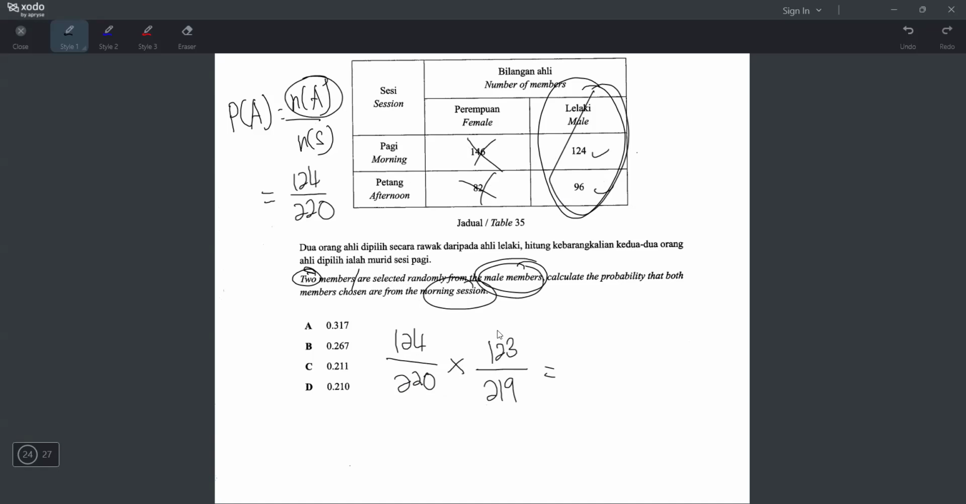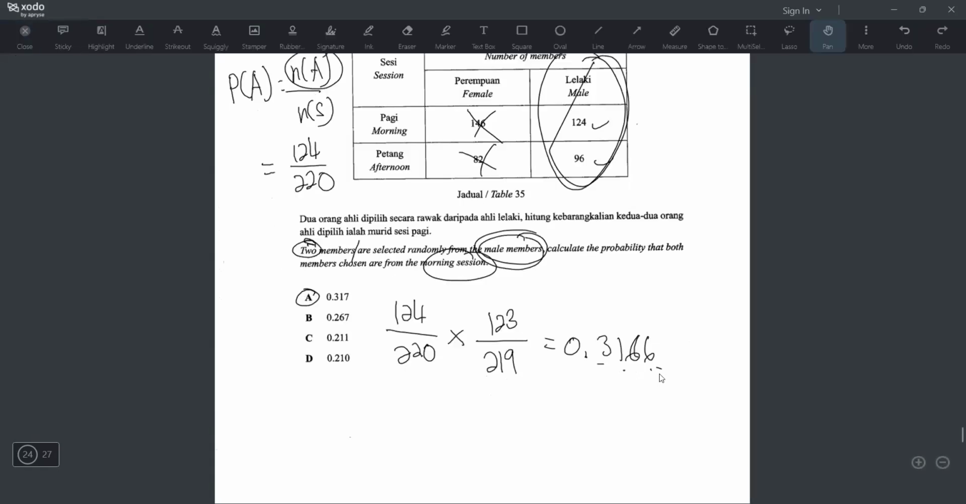So press this in your calculator, get your final answer. Okay, times 123, divide 219. Okay, my calculator gives me 0.3165. Actually, it's 0.31656. So when you round off to four significant figures like this. So the answer is A, right? So the answers they all write in decimal, right? That's why I also convert to decimal. Okay, done.